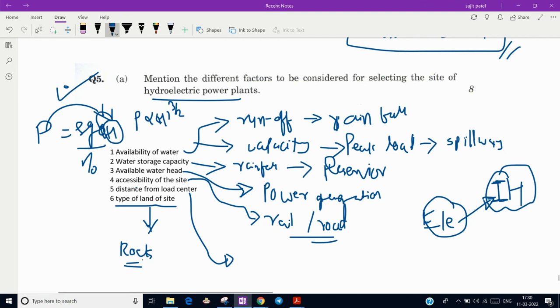Okay. So these are the things that we have to take care of while selecting the power plant location.